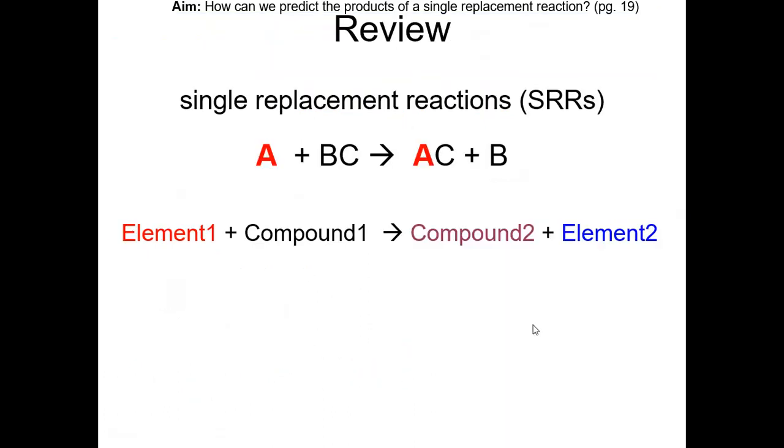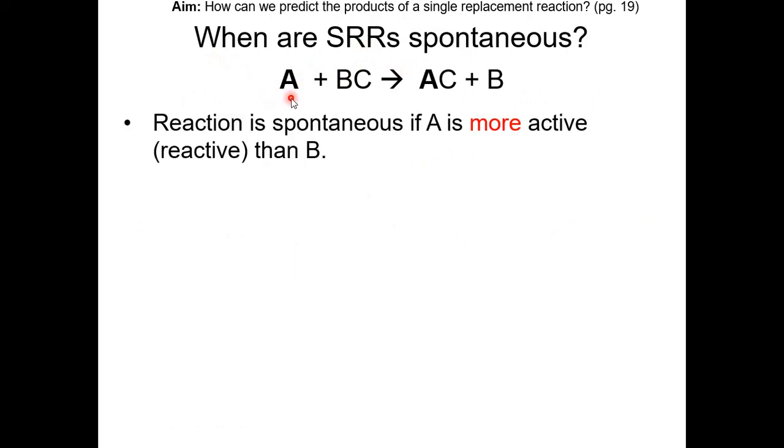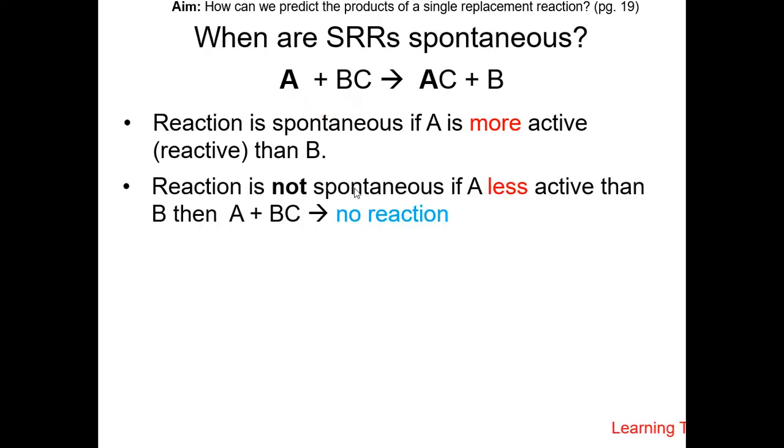Just to review, a single replacement reaction is when an element reacts with a compound, and the element switches places with an element in the compound to form a different compound plus the element. Notice that element A replaces element B in the compound. A single replacement reaction is spontaneous when element A is more active or reactive than element B in the compound. However, if element A is less active than element B, then there's no reaction and the single replacement reaction is not spontaneous.